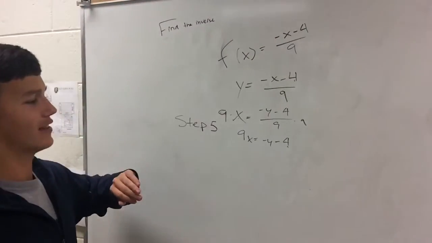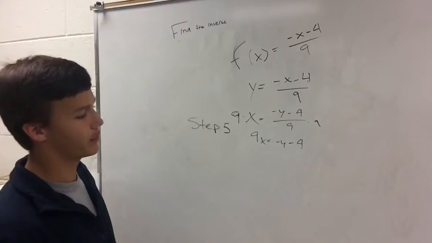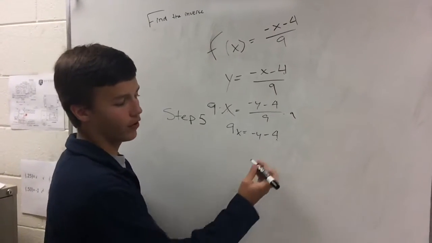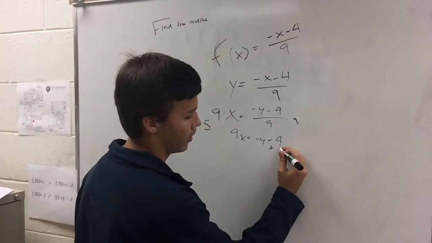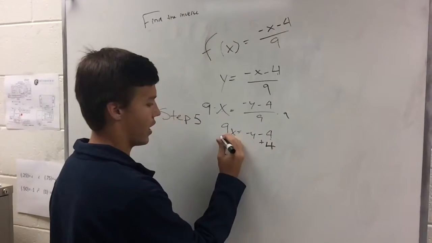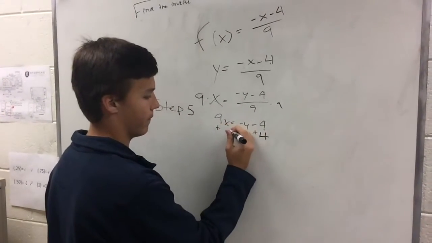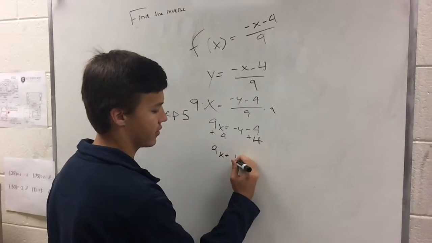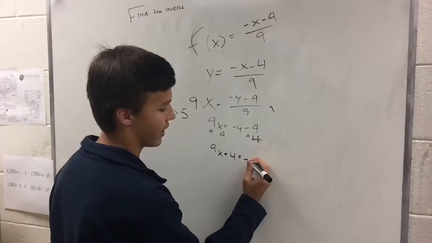Alright, so here we go. We've got step 5. As we continue to get this negative y by itself, we have to add 4 to get rid of this negative 4. So we're going to add 4 to both sides. We get 9x plus 4 equals negative y.